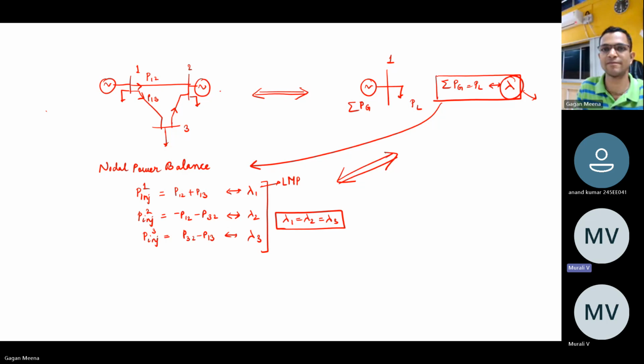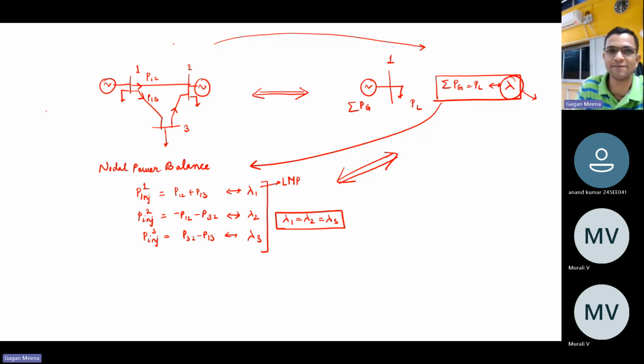Because this is a network and there are generators at some buses and there is some load at other buses. We can easily go from this problem to this problem, right? The actual problem is this. And if we make an assumption here that all the generation is at one place and all the load is on a single bus, then this problem 1 is converted to problem 2. These 3 constraints become 1 and we have only one lambda, right?